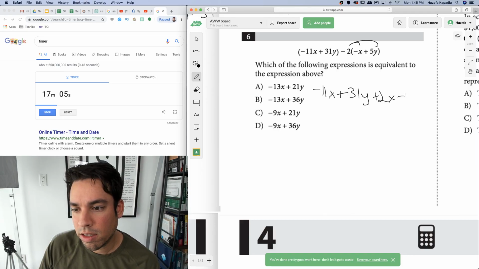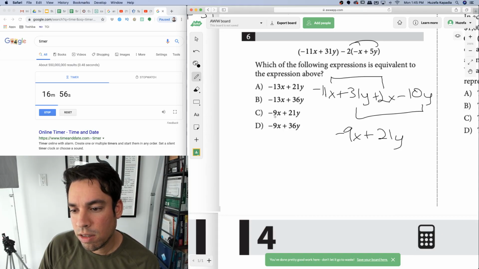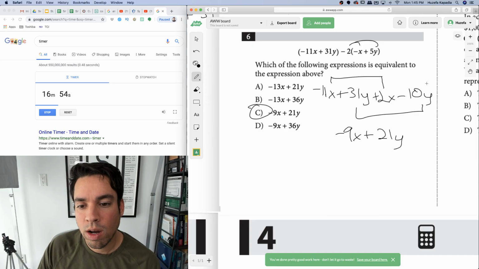Plus 2x minus 10y. Okay, 31 minus 10 is 21y. Negative 11x plus 2x is negative 9x. Negative 9x plus 21y.